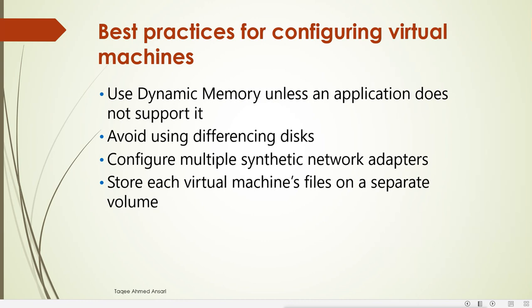Then avoid using differencing disks. Now I will show you what it is. A differencing disk is where we create a virtual machine disk inside another virtual machine disk. For example, we create a virtual disk of the virtual machine inside another virtual disk. That is called a differencing disk. So avoid using it because it makes your virtual machine slow.